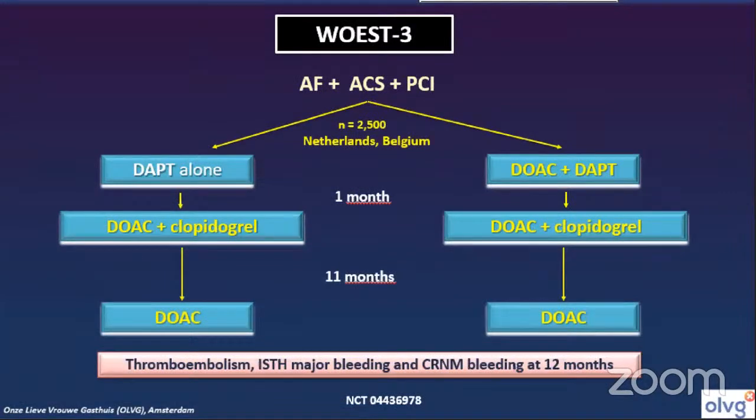Another trial, in atrial fibrillation, in the Netherlands and Belgium, compared oral anticoagulant plus double antiplatelet for 1 month and DAPT alone. If we use a double antiplatelet alone without oral anticoagulant for 1 month, is there a difference? Or should we combine with double antiplatelet for months, and the rest of the months will be oral anticoagulant with clopidogrel alone? This is to check if we omit the oral anticoagulant for 1 month and use double antiplatelet, will it be better or not.